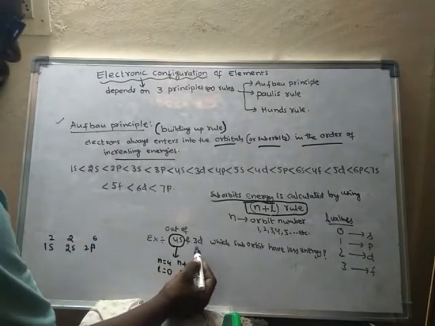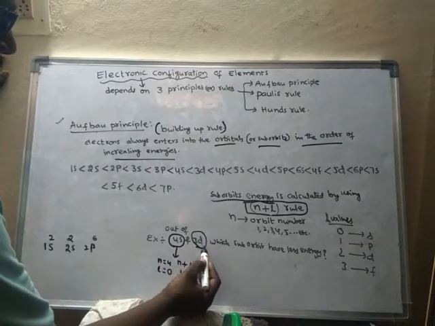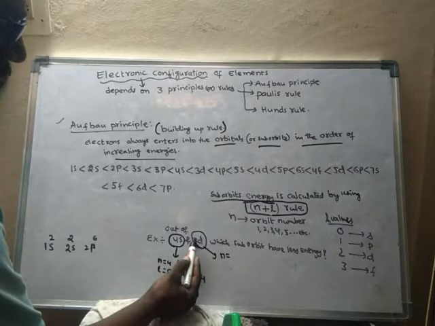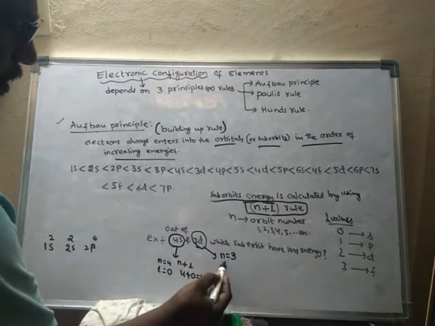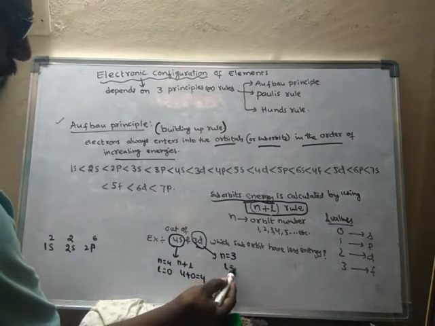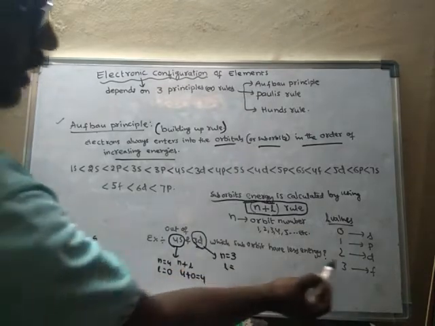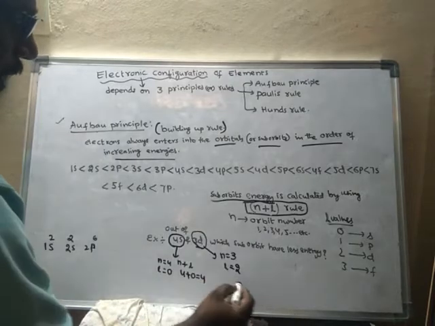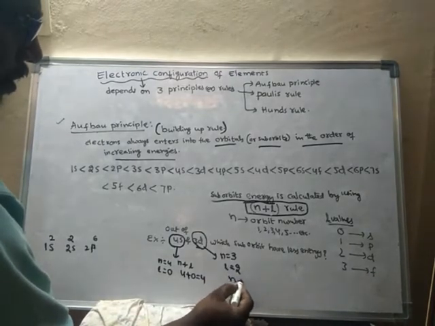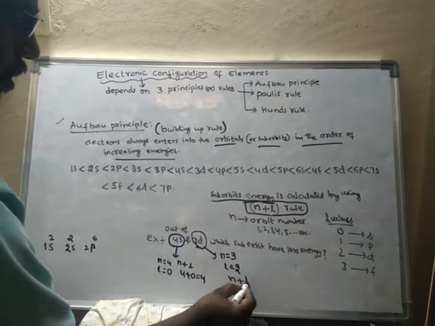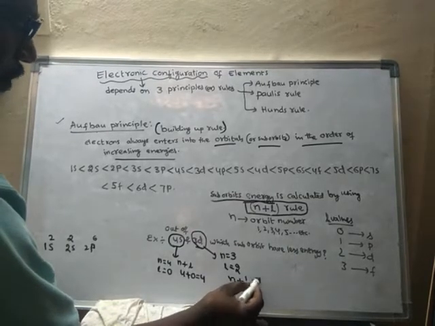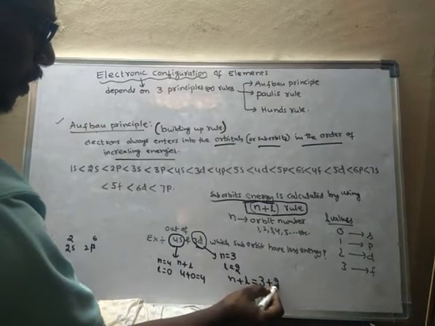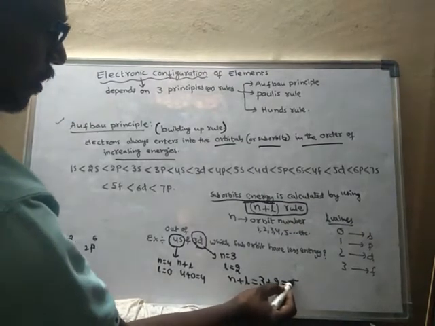Then what is the N plus L value of 3d? What is the N value of 3d? Here N value is 3. What is the L value for 3d? For D, L value is 2. Now N plus L is equal to 3 plus 2, which is equal to 5.